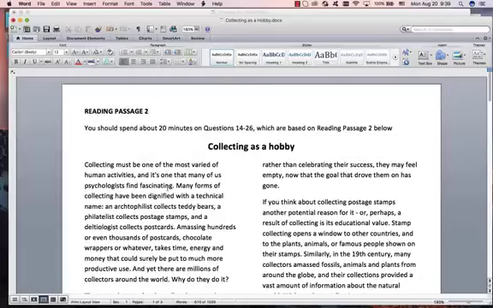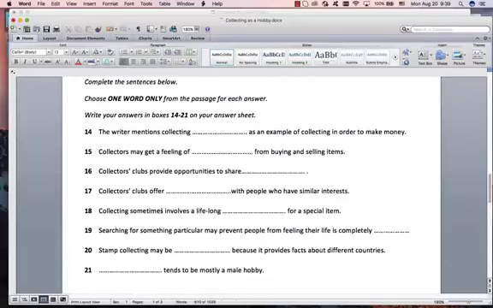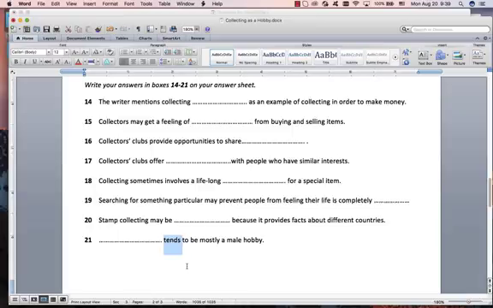Let's look at another example. This was Collecting as a Hobby, passage 2, and that told us some information because, yes, this time there is an S there. That means this is either countable singular or uncountable.